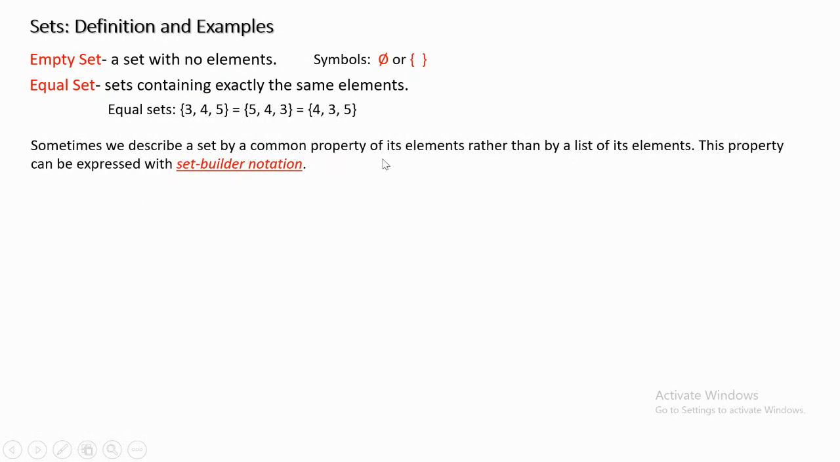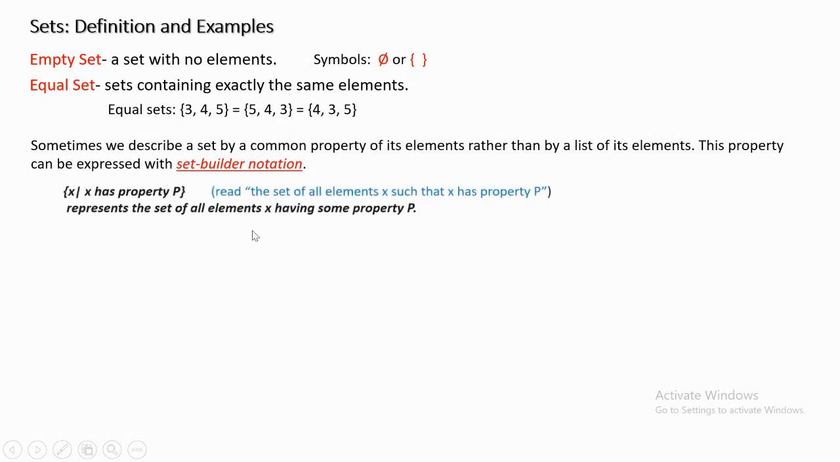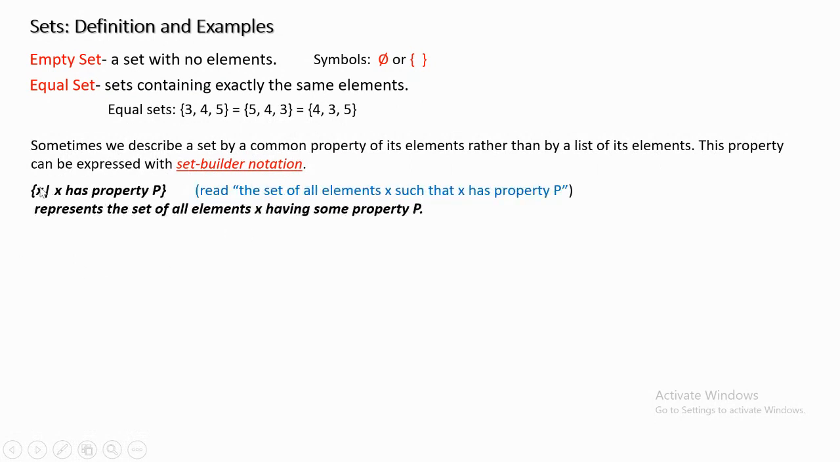Sometimes we describe a set by a common property of its elements rather than by a list of its elements. What we've been doing up to this point is considered a list of sets. The other option is to describe a set by common properties of its elements. This property can be expressed with set builder notation. For example, the set of x such that x has a property of P. Here's how you read it: the set of all elements x such that x has a property of P represents the set of all elements x having the same property as P.